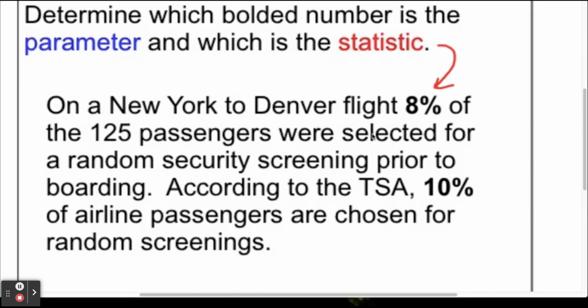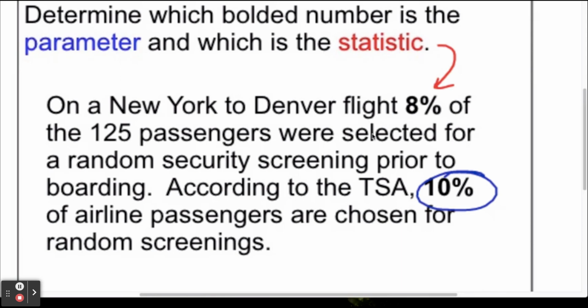But again, 8% is a statistic because it's an actual data point from an actual sample, whereas 10% is what we call a parameter. So 10% is kind of the goal, and that's what you can think of as a parameter. This is what the goal is, but that might actually be different from the statistic.